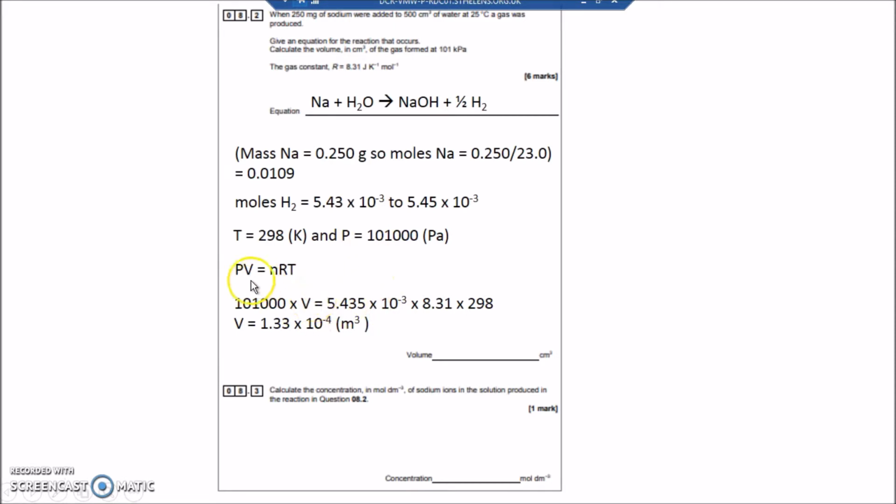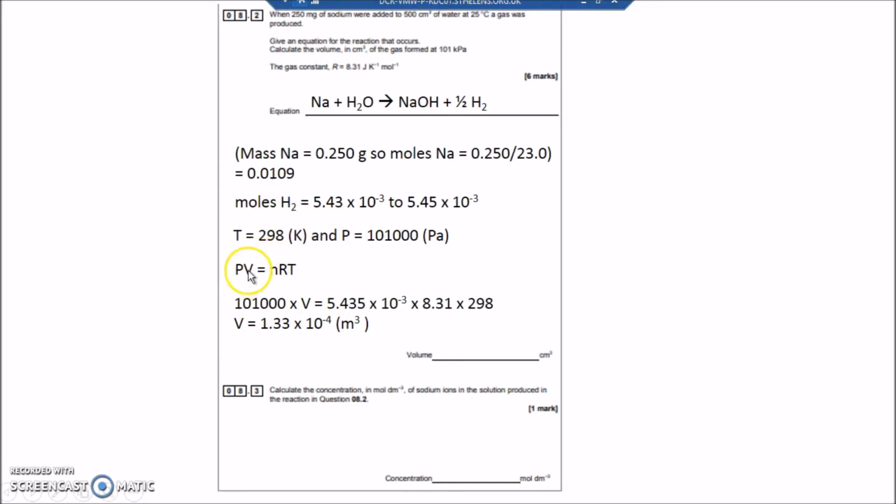Remember, this is called a gas equation, PV equals nRT. So you've got to have gas. n is the number of moles of gas, the hydrogen gas. Always remember that you're talking about gases when you're using this equation. 8.31 is R, and the temperature is 298. And if you multiply this out and then divide by 101,000, then you work out that V is 1.33 times 10 to the minus 4.